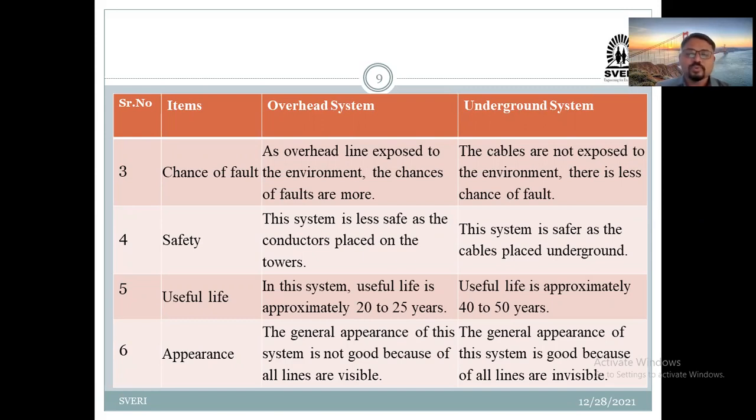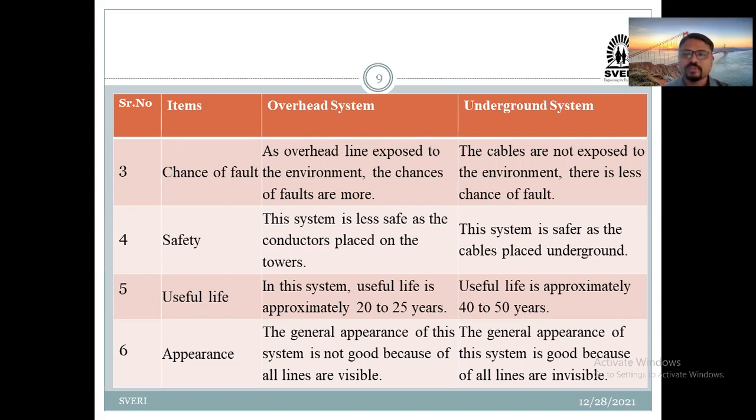Okay, now see which is my fourth point. My fourth point is nothing but the safety. Okay, so आता हे तुम्ही पण सांगू शकाल, मी सांगण्याच्या ऐवजी तुम्ही पण सांगू शकाल कुठली सिस्टीम जास्त सेफ असेल आणि कुठली सिस्टीम कमी सेफ असेल.